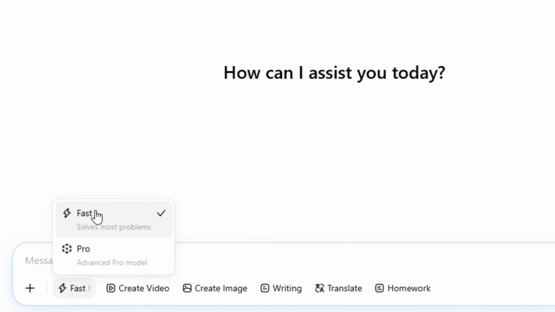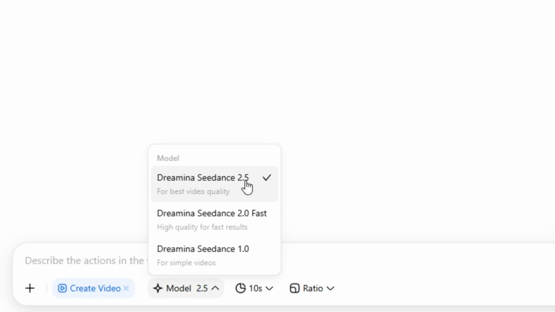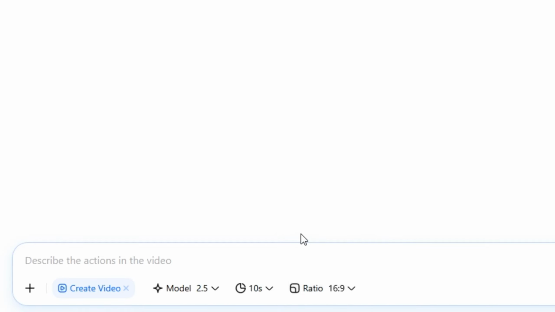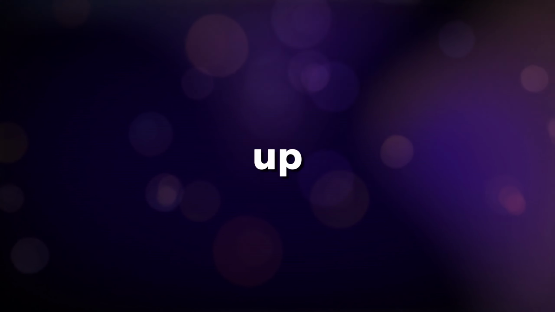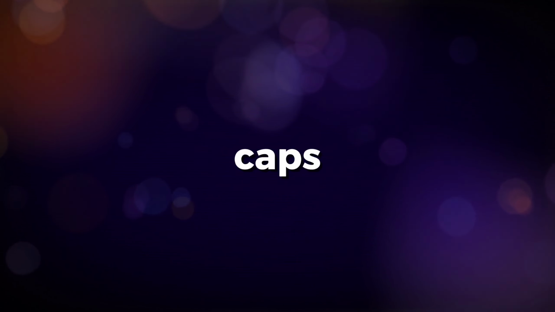Inside its video generator, I switched to fast mode, selected Seedance 2.5, set the ratio to 16:9, and started testing. One limit worth knowing up front. This platform caps Seedance 2.5 at 10 seconds per generation, so anything longer means splitting it into parts and stitching them together.